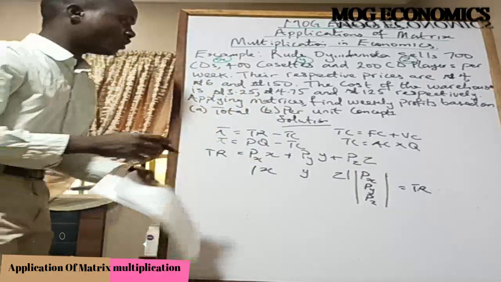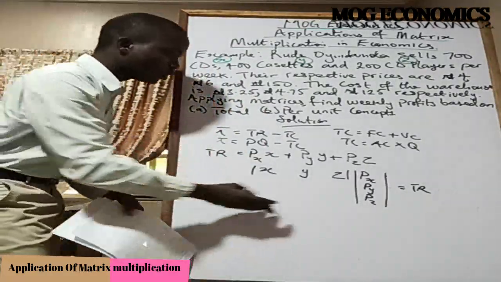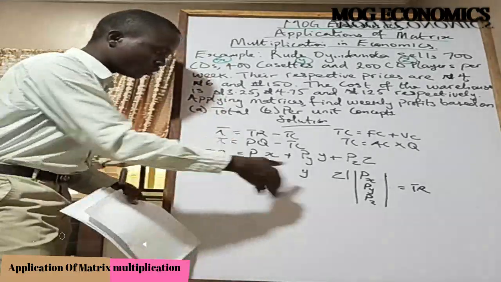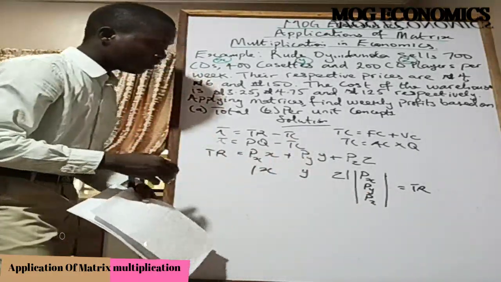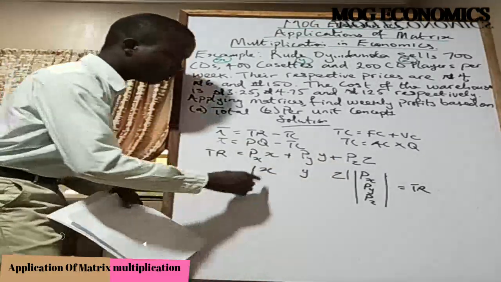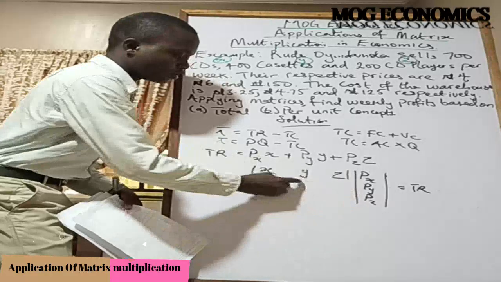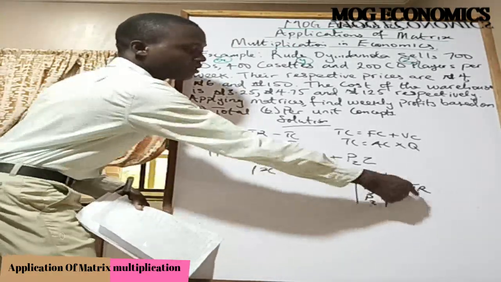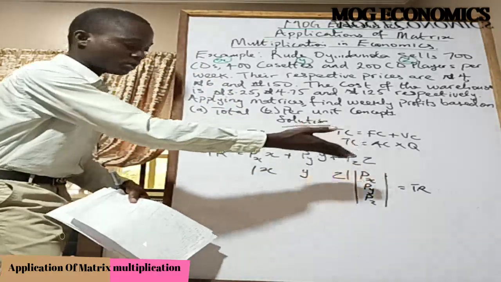So again, if you remember from matrix multiplication, once you multiply, how many columns does this have? This has three columns. This is a 3 by 1 matrix, and this is a 1 by 3 matrix. So basically, we just do x times px plus y times py plus z times pz, and that gives us our TR back, which is exactly what we have here.